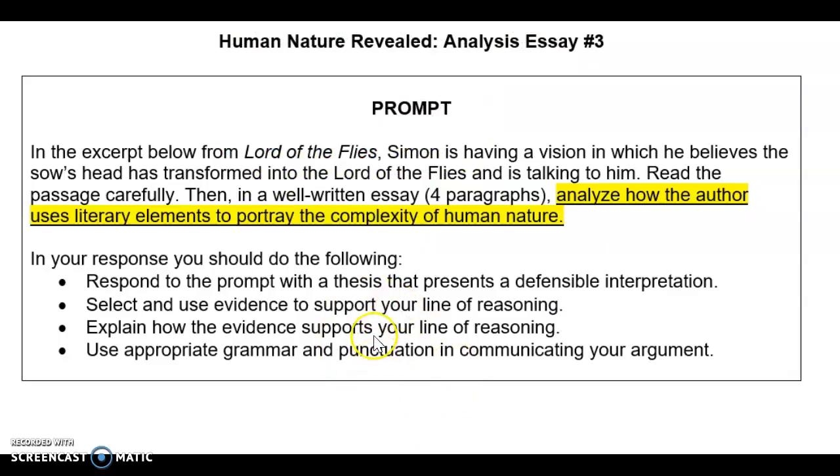All right, so now you're going to open up your essay, and it is the day 20 analysis essay number 3 inside of Schoology. You're going to open it up.